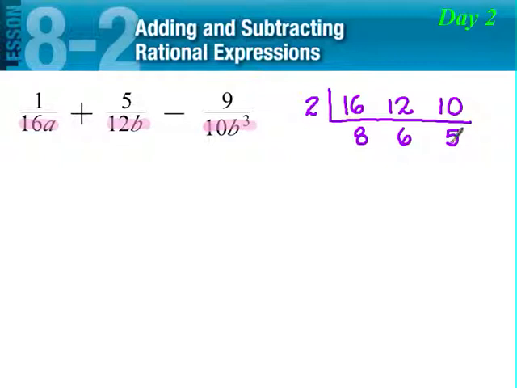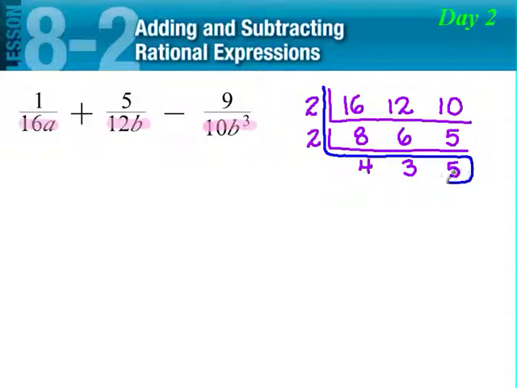Then what would you do? 2 goes into 8 and 6, 4 and 3. Anything else? So then how do you find the LCM? You multiply all of these together. So 2 times 2 times 4 times 3 times 5. What is it? 240.